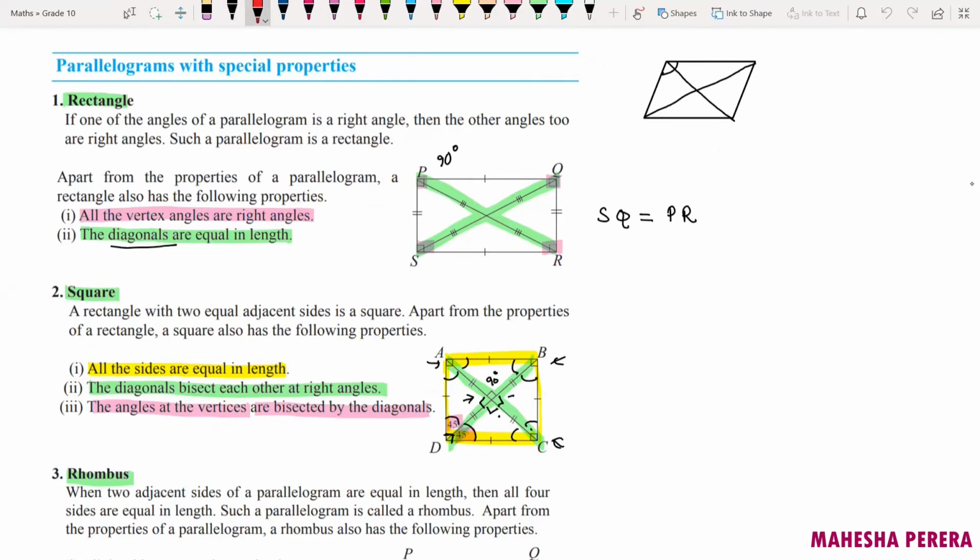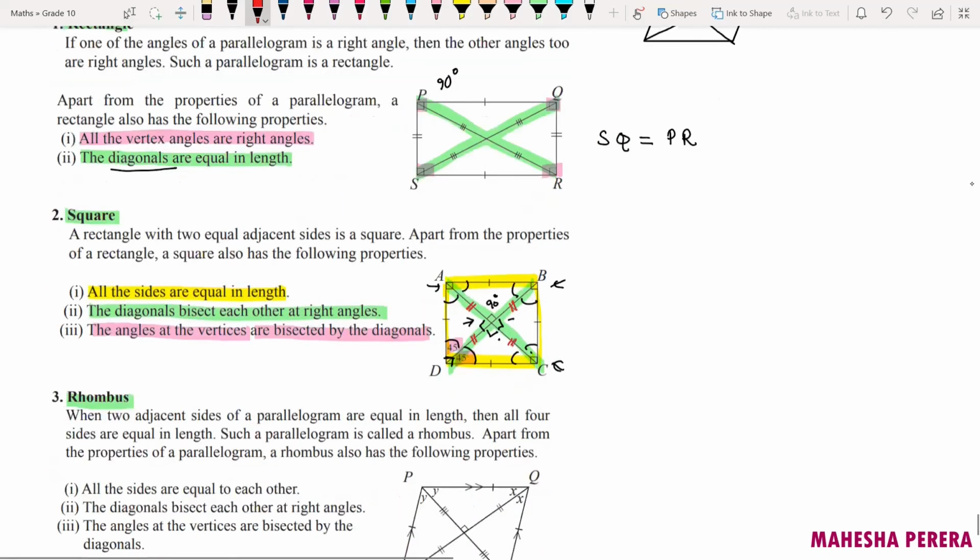Also remember, similar to the rectangle, the diagonals are equal in length. Right? Can you see these marks? Diagonals are equal in length, like the rectangle. Okay? And then let's talk about the rhombus.